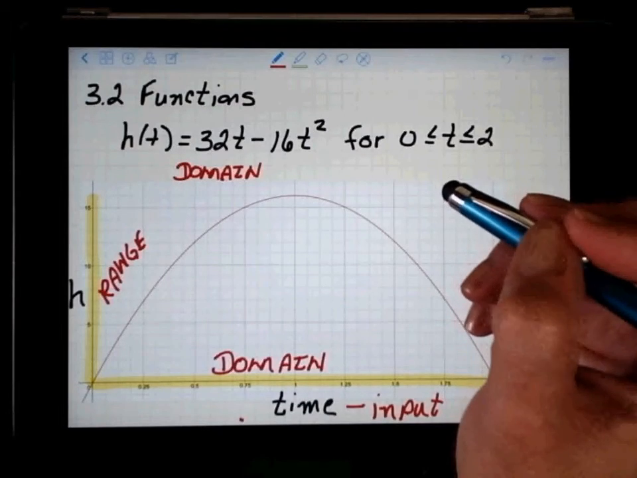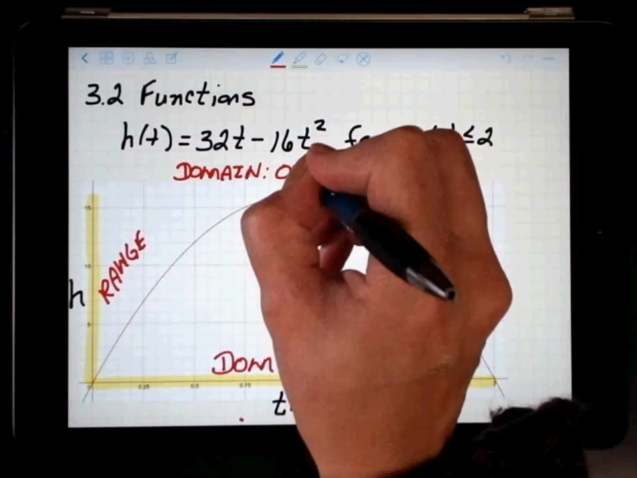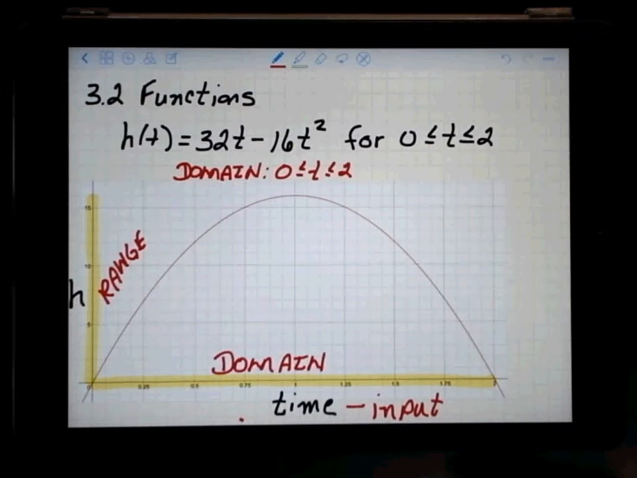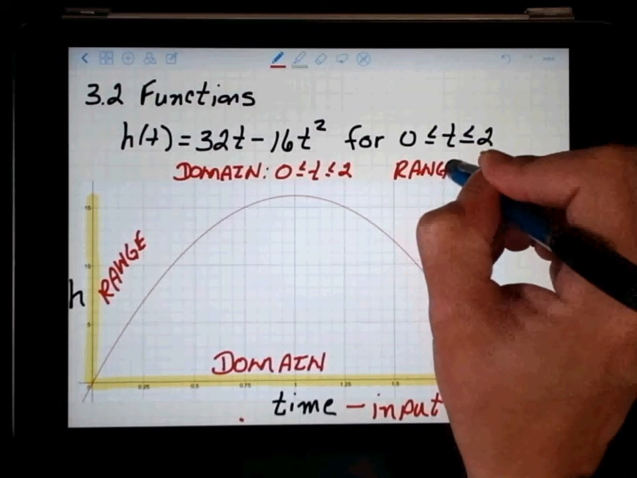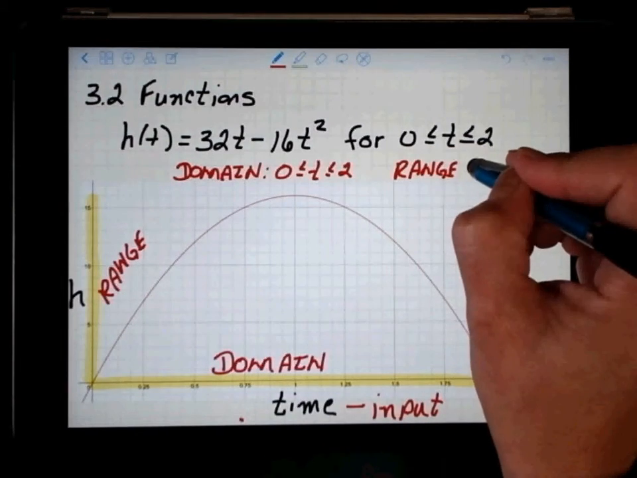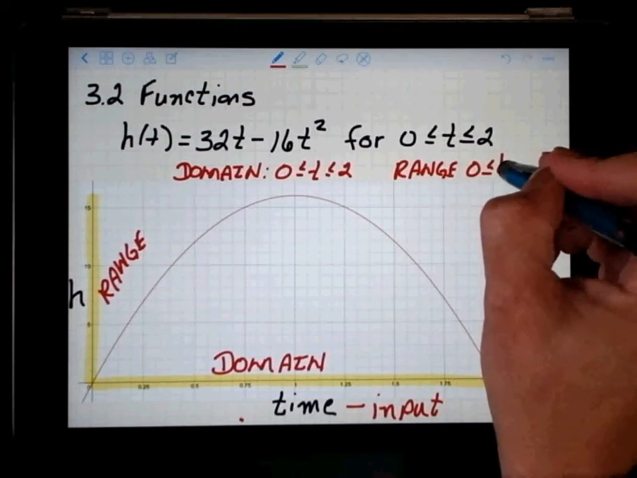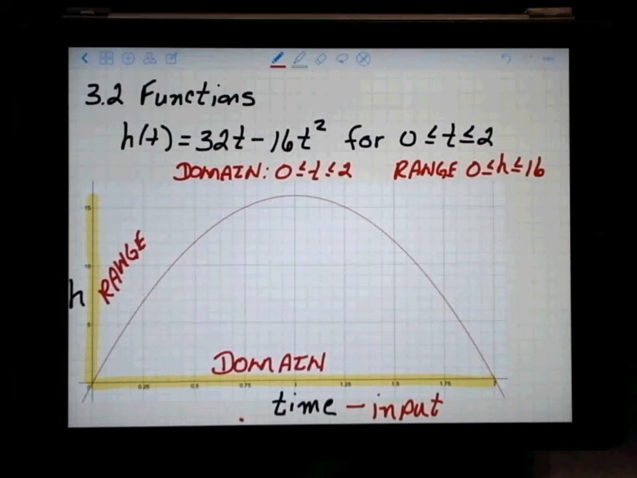Now, we're going to use interval notation quite a bit in this. Actually, the domain is not all real numbers. The domain is any number between 0 and 2. So it's 0 less than or equal to t is less than or equal to 2. The range are the y's that we can get out, which in this case is 0 less than or equal to h less than or equal to 16. Okay.